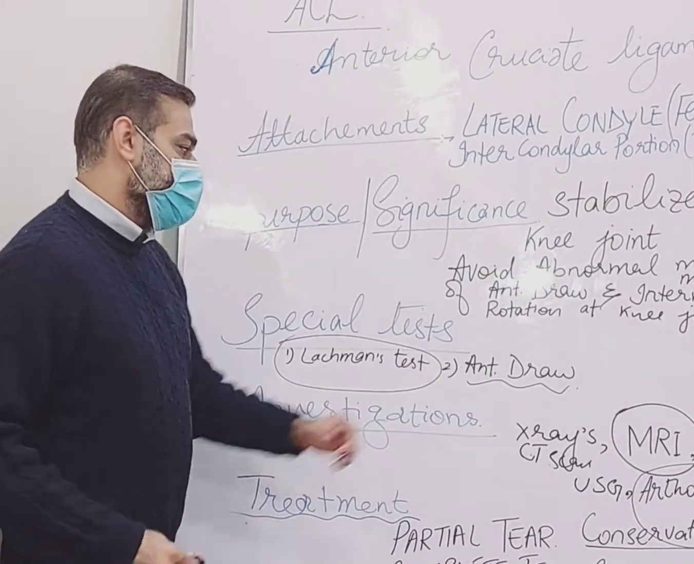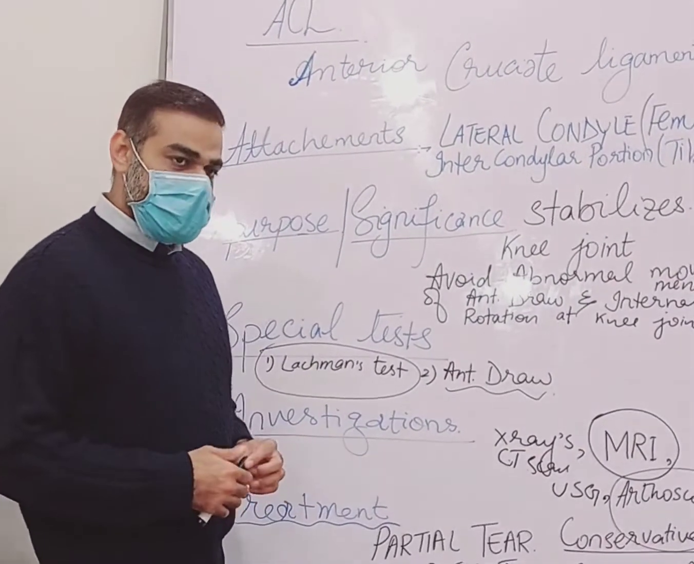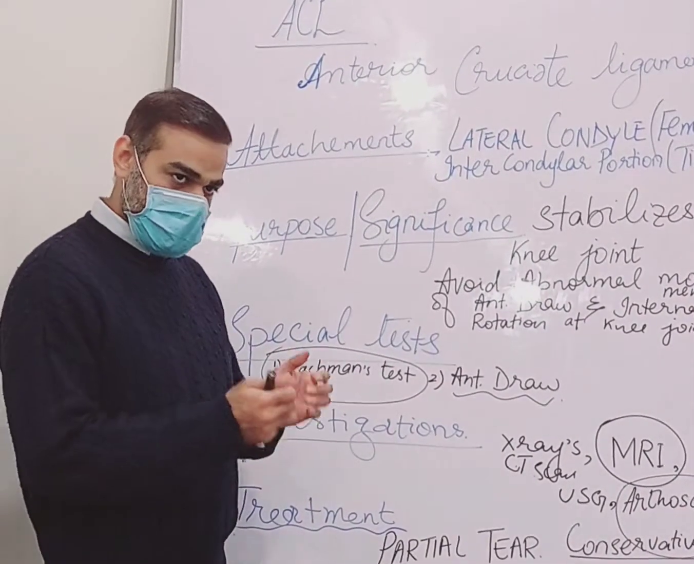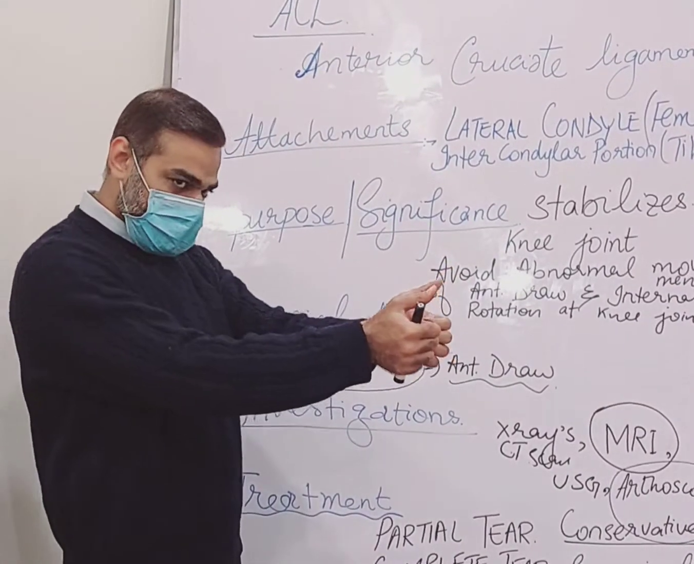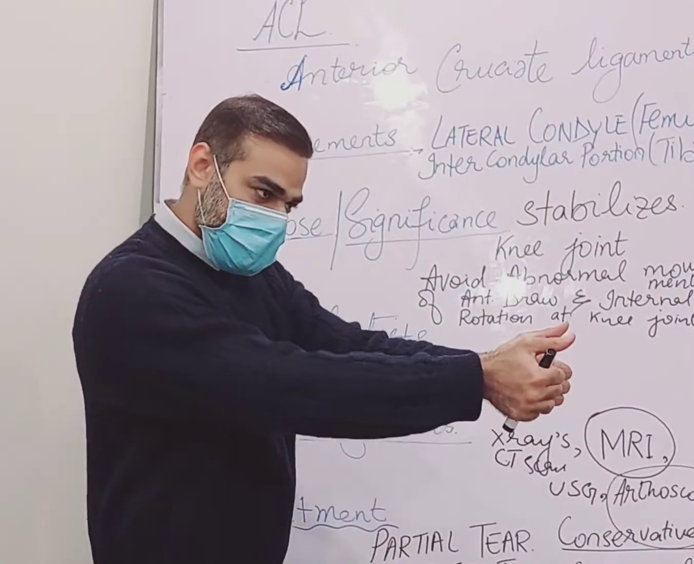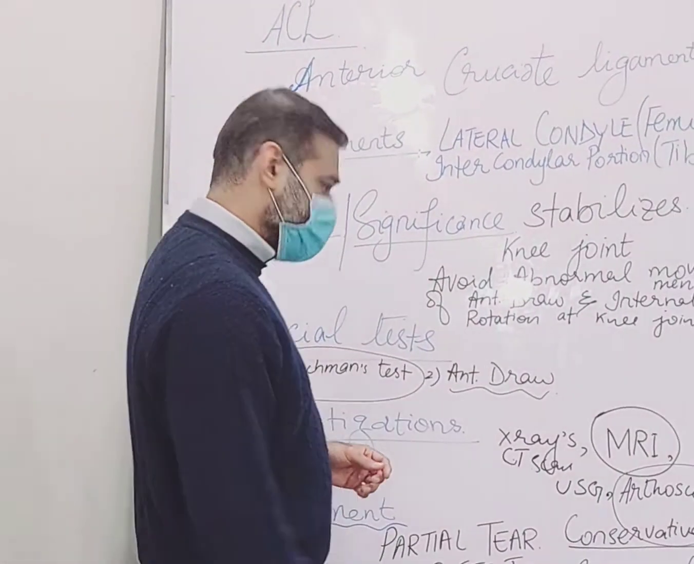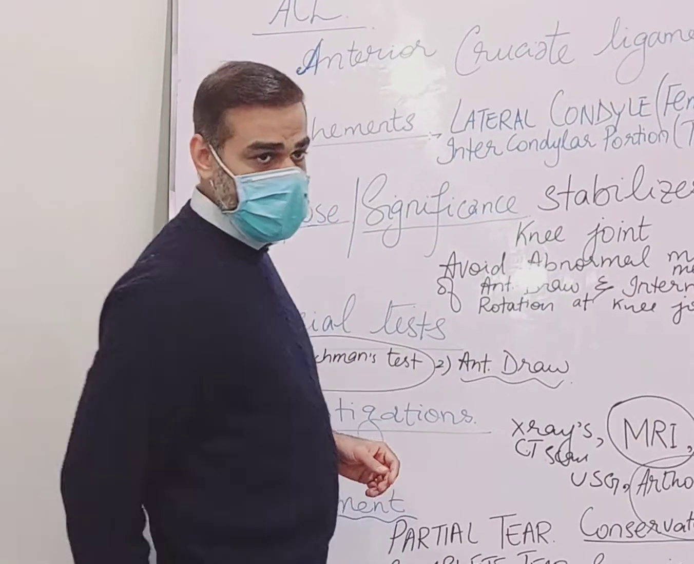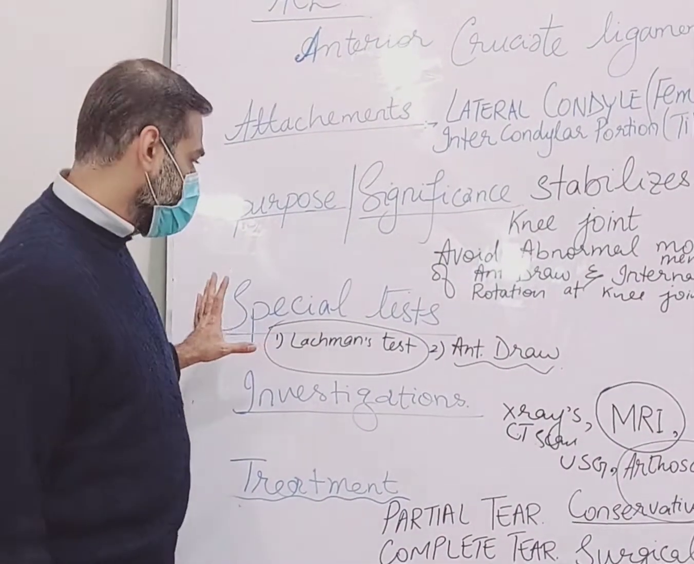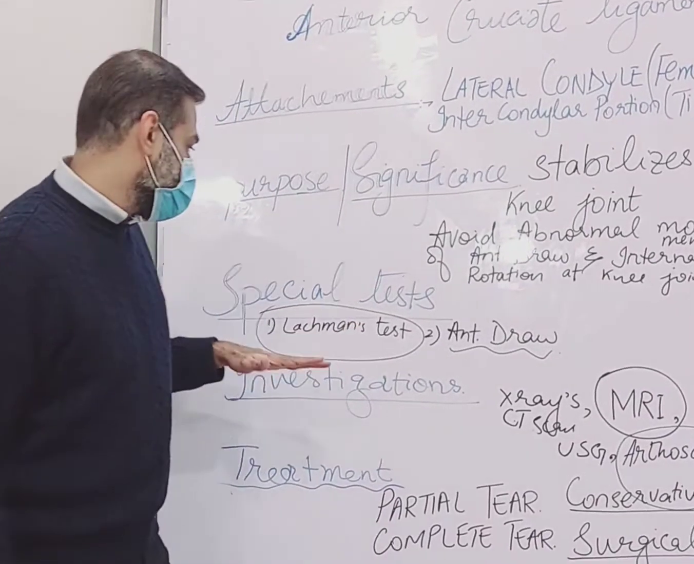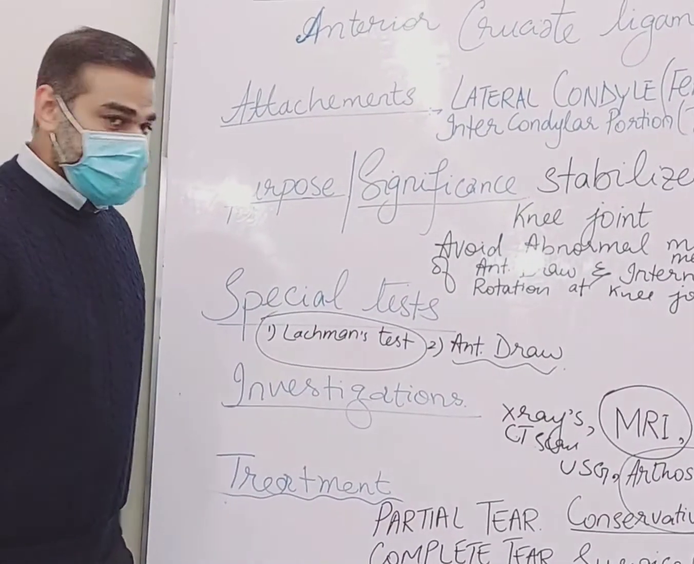And again, in the anterior draw test, we flex the knee joint at 90 degrees, and then we sit over the dorsal surface of the foot, and we hold the knee joint and the tibial tuberosity, and we pull the knee joint anteriorly. This is what we will do practically, and I will show you people. Just for practical purposes, you need to remember the names, which are the Lachman test and the anterior draw test.